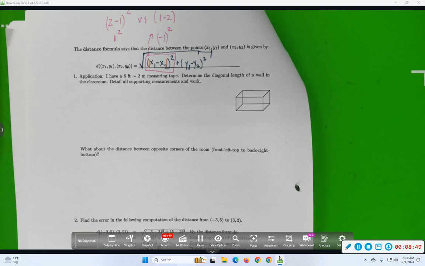Form up groups. Here's the task I would like you to accomplish. Pick a wall, or ceiling if you like. Determine the distance between opposite corner points of that wall or ceiling. You will have to stand up and move around to accomplish this goal, or at least someone who has a tape measure.